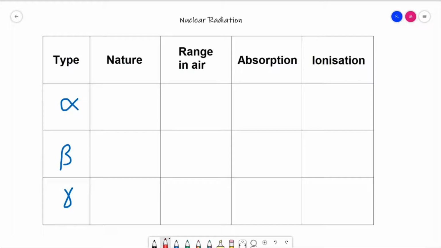An alpha particle is made up of 2 protons and 2 neutrons. A beta particle, well, there are actually 2 different types of beta particle. We can have an electron or we can have a positron. If it's an electron, then we call it beta minus, and if it's a positron, we call it beta plus.